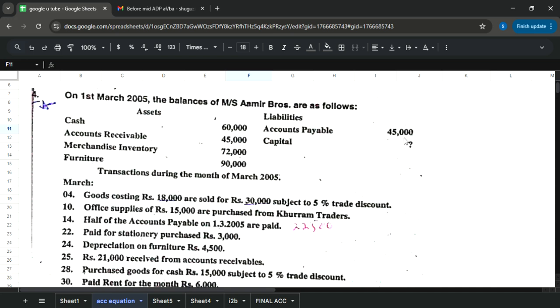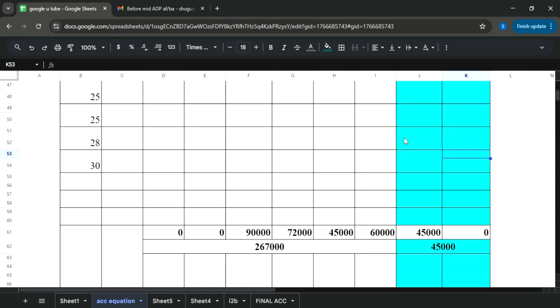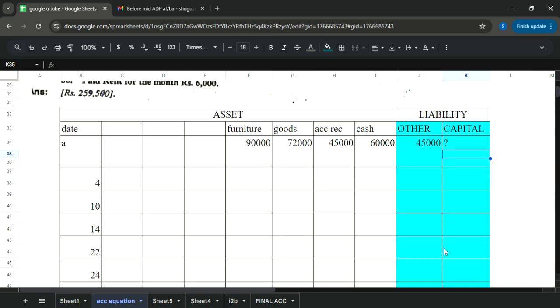There is accounts payable and the liability amount is 45,000. We are going to put it over here. Now please write down this question mark. As you know, it is not provided by the business, and that is why there is a difference between the amounts present over here, 267,000 and 45,000. So guys, in this way, after completing our question, we will be writing it.